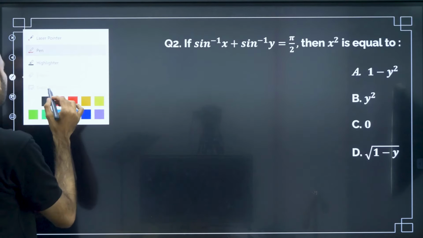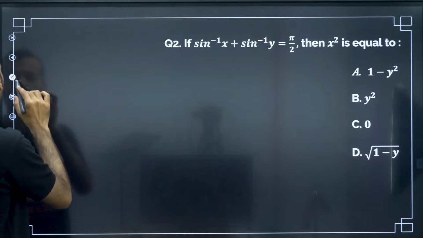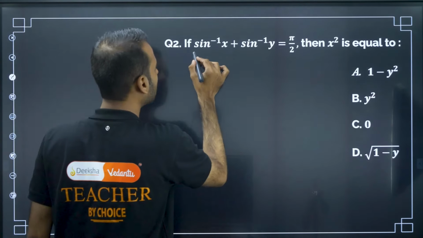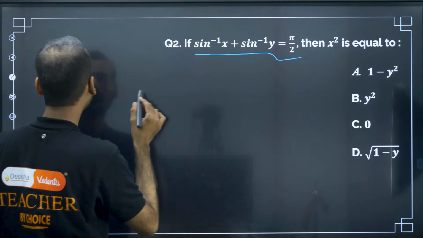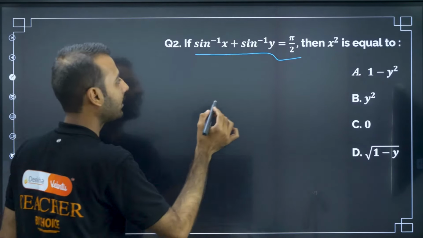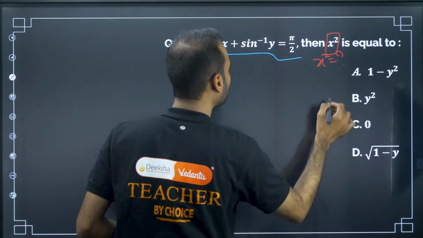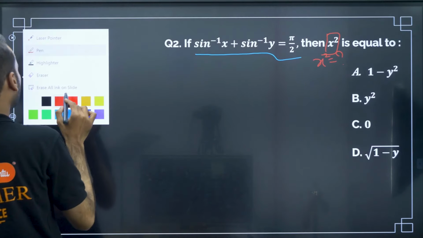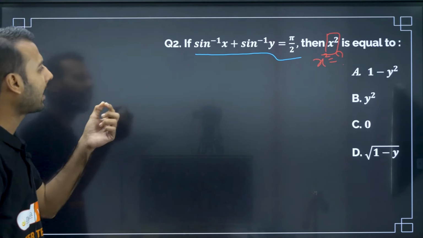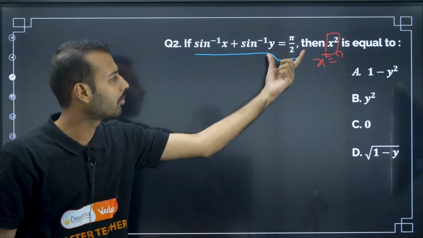Sin inverse x plus some information they have given. What is the information? Sin inverse x plus sin inverse y is equal to pi by 2. Then x square is equal to what? They are asking to find x square. Some information they have given: sin inverse x plus sin inverse y is equal to pi by 2.